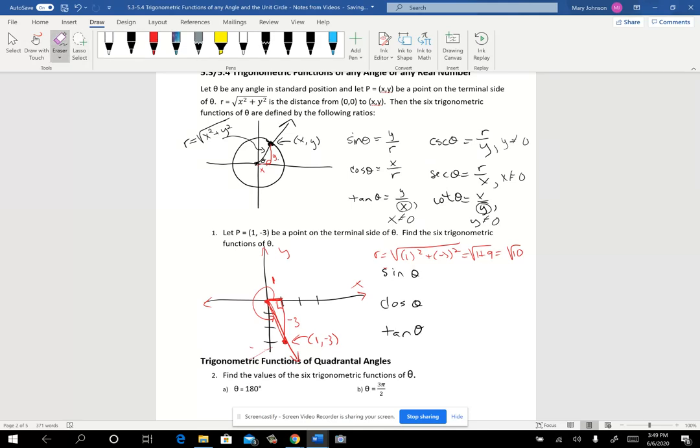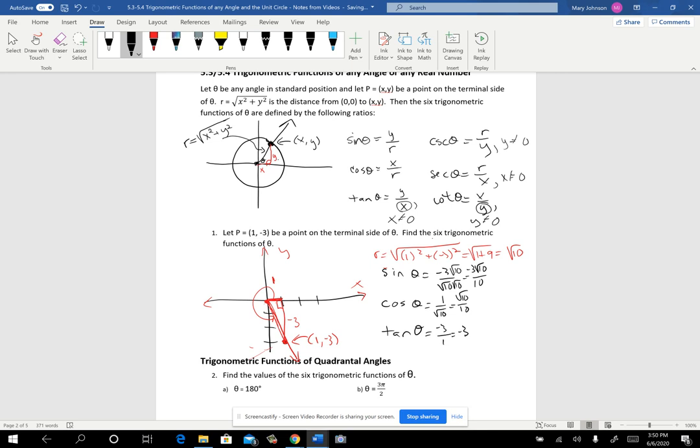So let's go ahead and just think the y over r. So y, that's -3 over the r, square root of 10, and then rationalize that if you need to, right? So we have to rationalize this. So we'd have -3 square root of 10 over 10. Okay, for cosine, we would do the x over the r. So that would be square root of 10 over 10. And then tangent would be the y over the x, and that would just be -3.